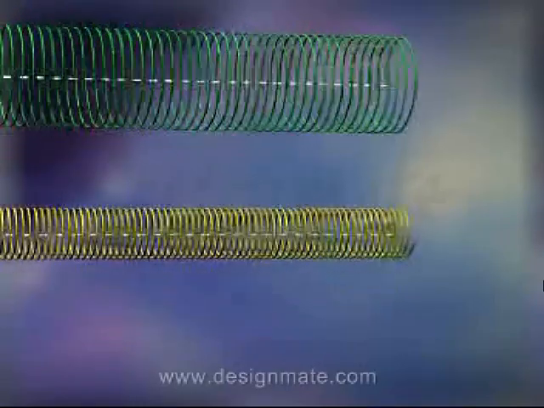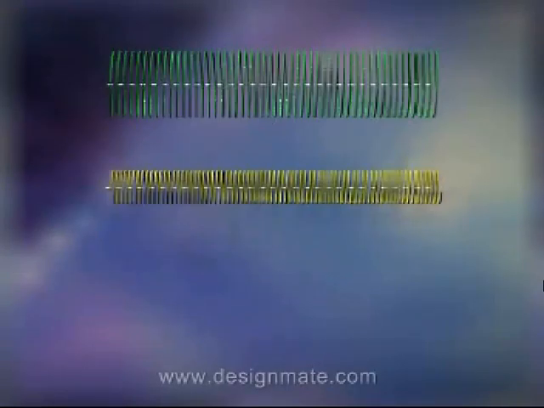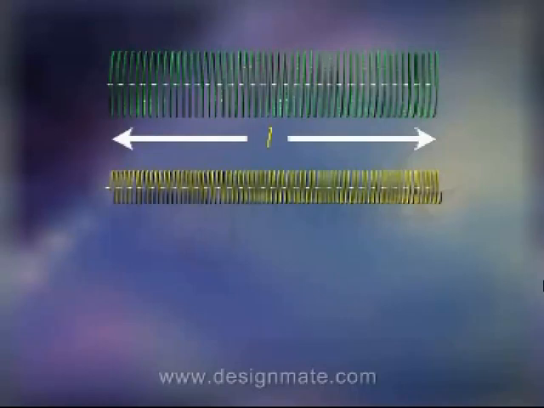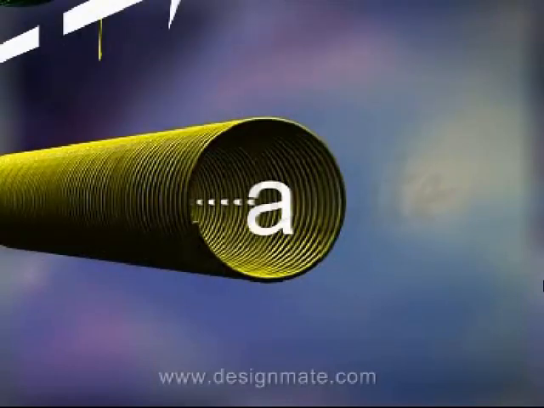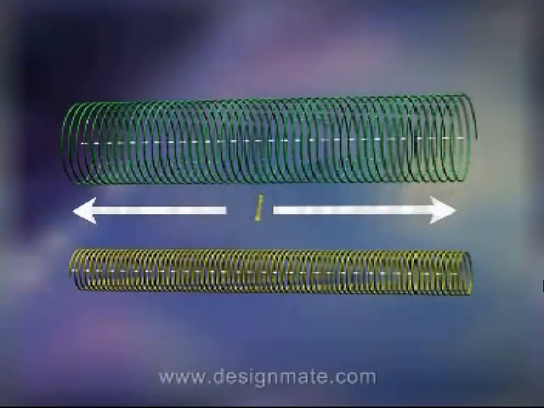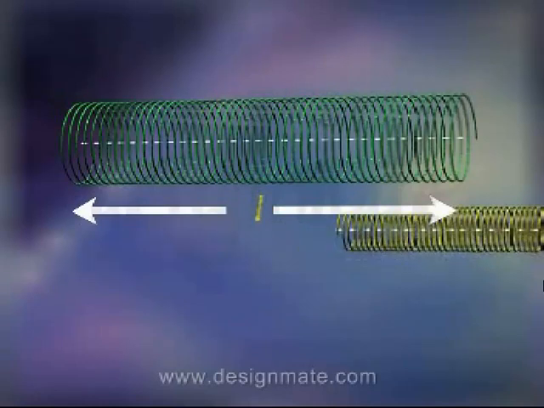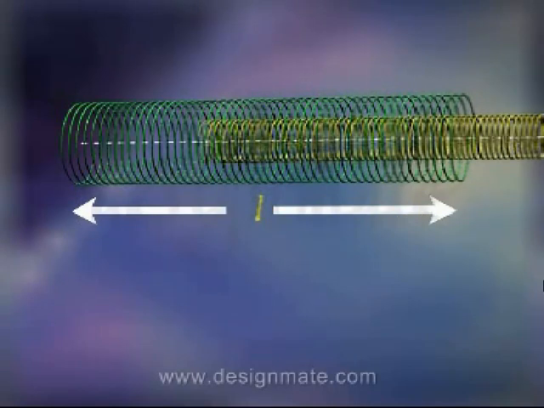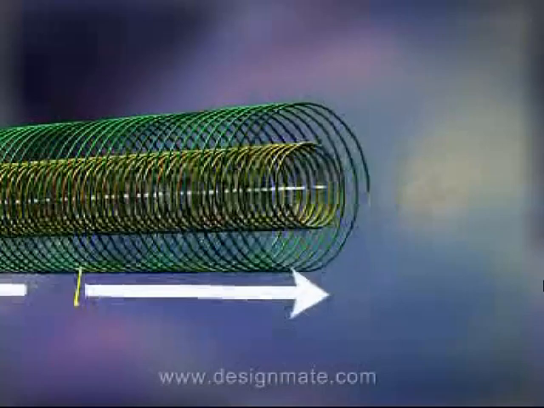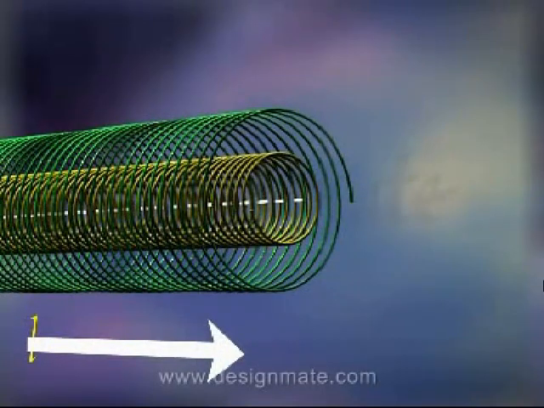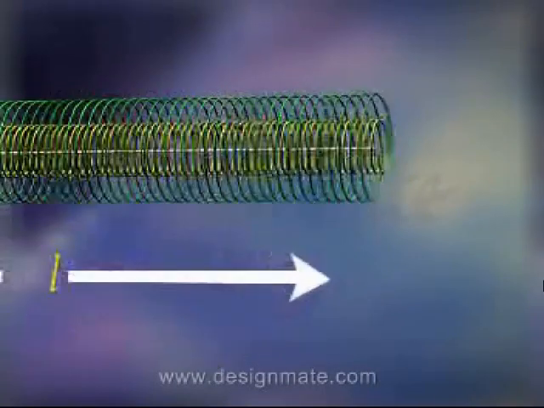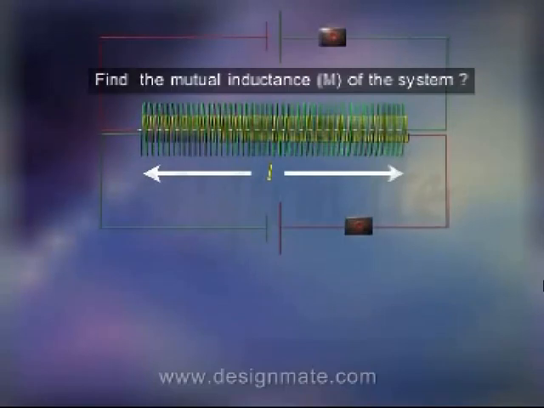Two long solenoids are of equal length L, and the smaller solenoid has a cross-sectional area A. The smaller solenoid is placed within the larger solenoid in such a way that their axes coincide. Find the mutual inductance of the system.